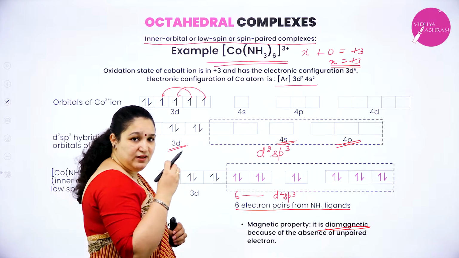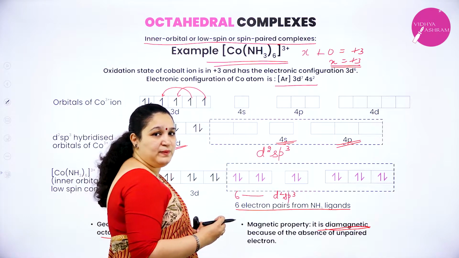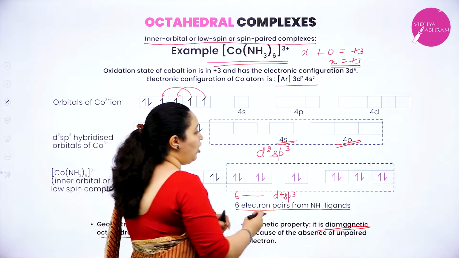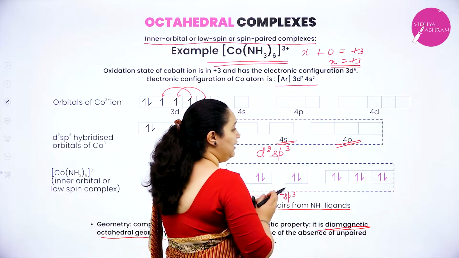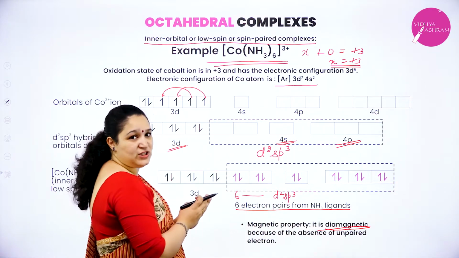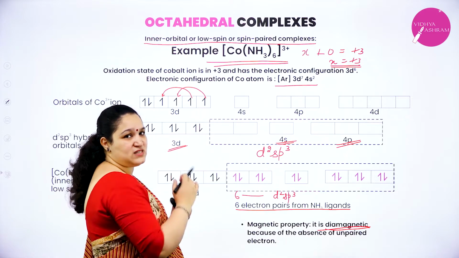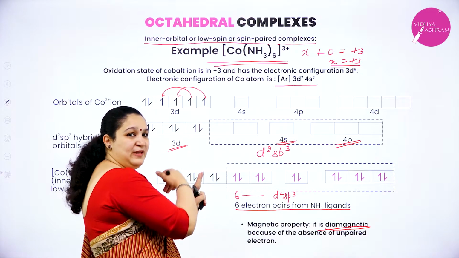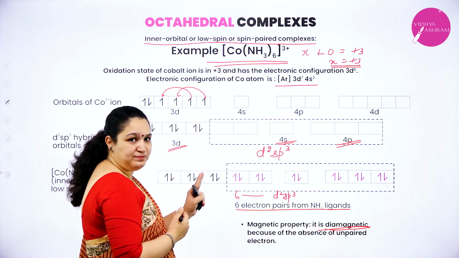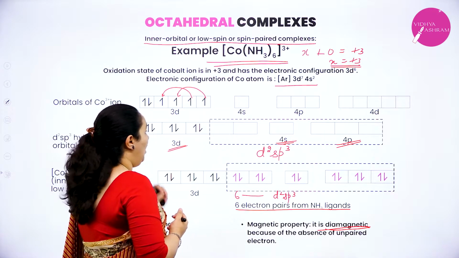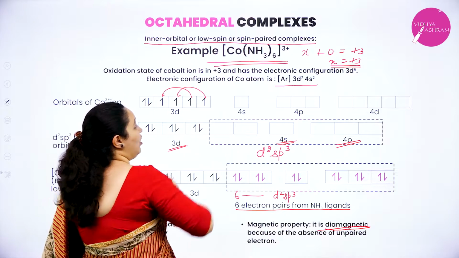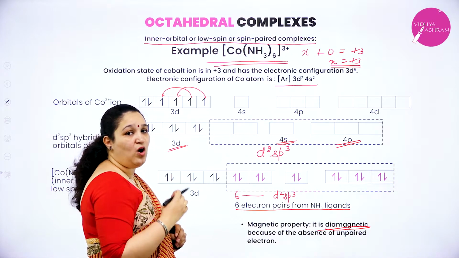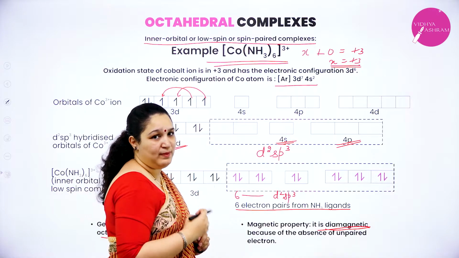Correct? The d orbital which is used for hybridization was not from the 4th shell, it was from the 3rd shell, that is the previous shell. As it is used from the previous penultimate shell, we call it an inner orbital. What do we call it? Inner orbital or low spin complex.